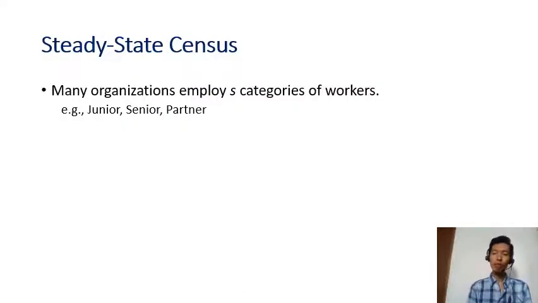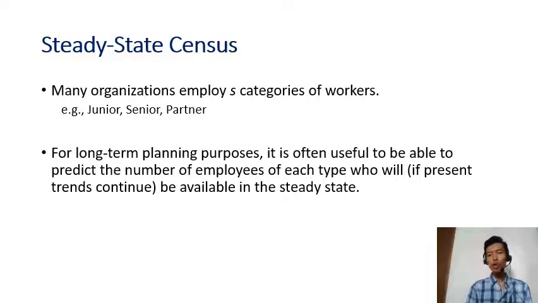Many organizations employ S categories of workers, so there are several categories. In the example that we've seen before in a law firm, there are juniors, seniors, and partners. Even though people are coming into and leaving the law firm, which makes that problem an absorbing chain, it is useful to be able to model how many people will exist in each category of worker in a steady state. So after considering people who enter the firm and then leave the firm, we would like to find how many juniors we have, how many seniors we have.